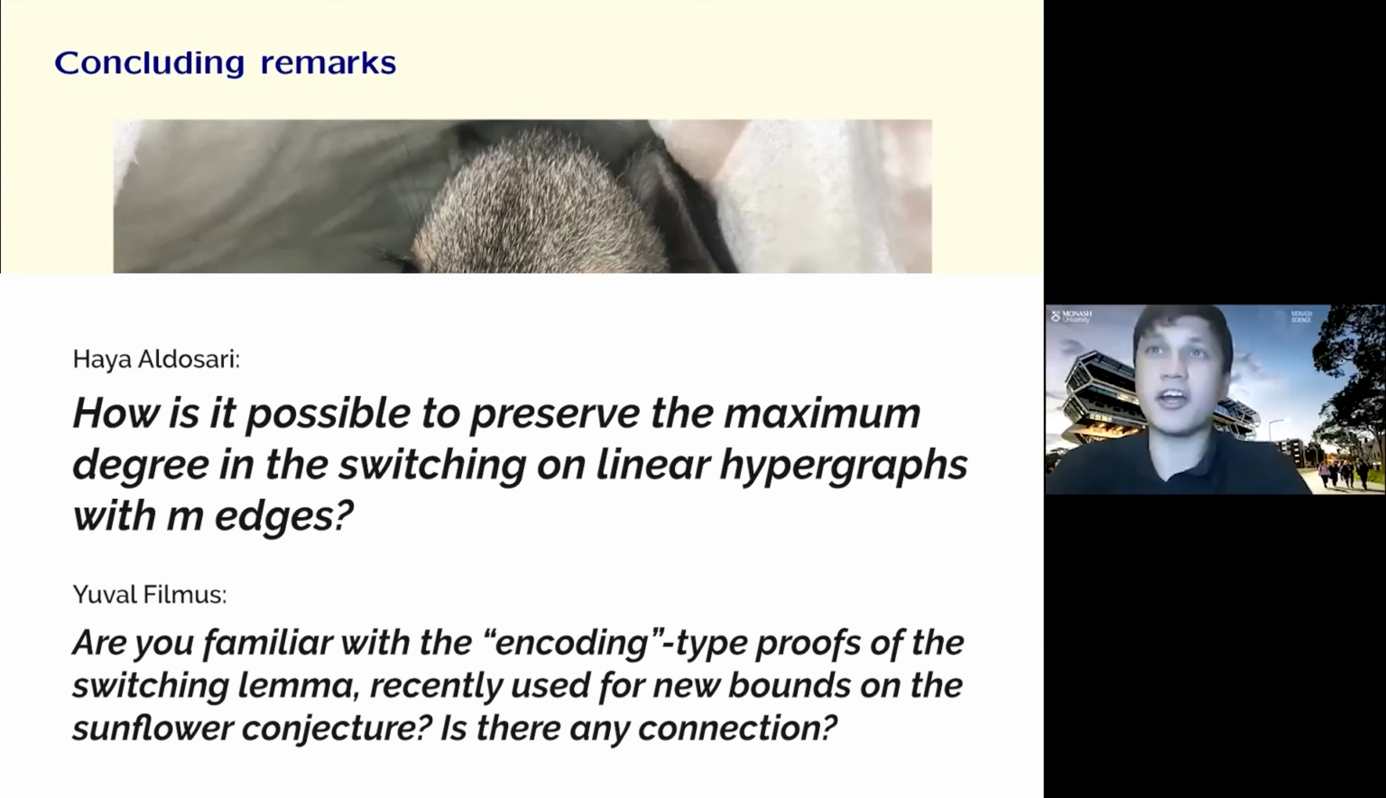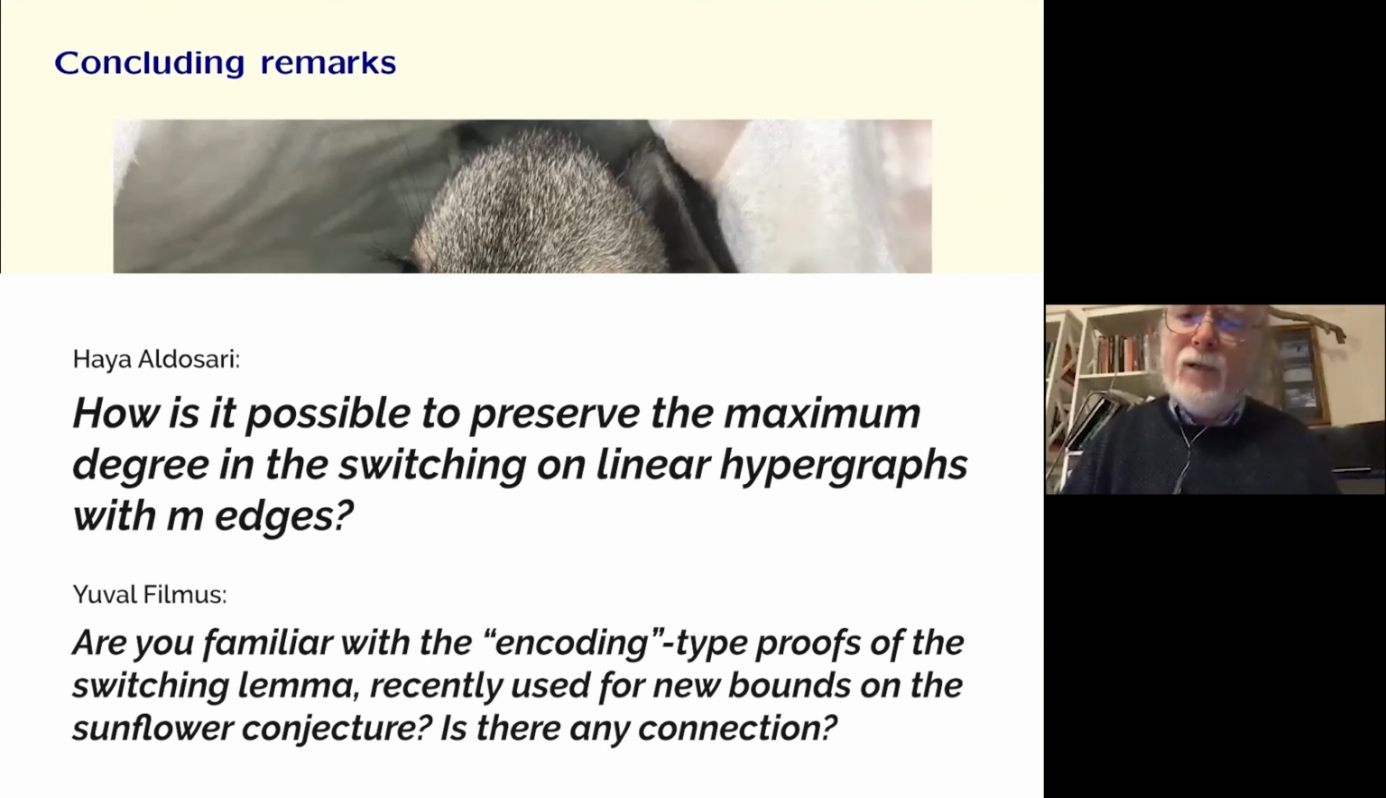Are you answering Hai's questions still? Or yes, no, I'm reading Yuval's question, and I guess the answer to that is no. But what is the switching lemma in this question?